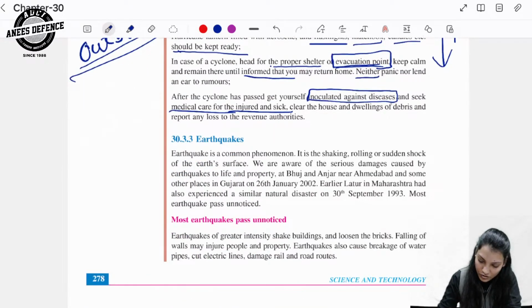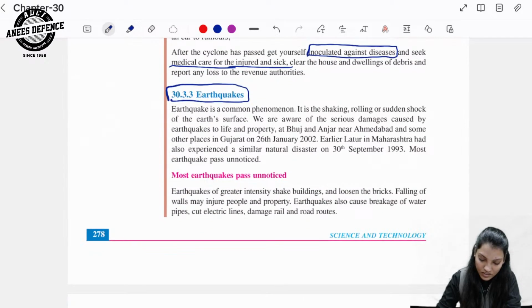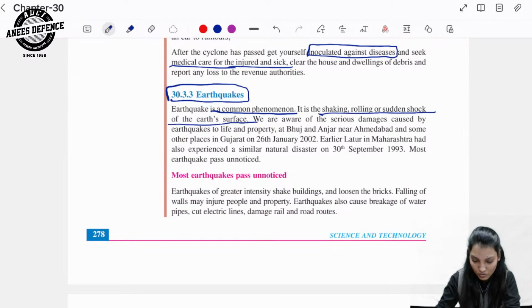Etc. Now, earthquake. This is the third kind of natural disaster. We are done with flood and cyclones. Now, third is earthquake. Earthquake is a very common phenomenon. What is the definition of earthquake? It is a kind of shaking, rolling, and sudden shock of the Earth's surface. This is the simple definition of earthquake.